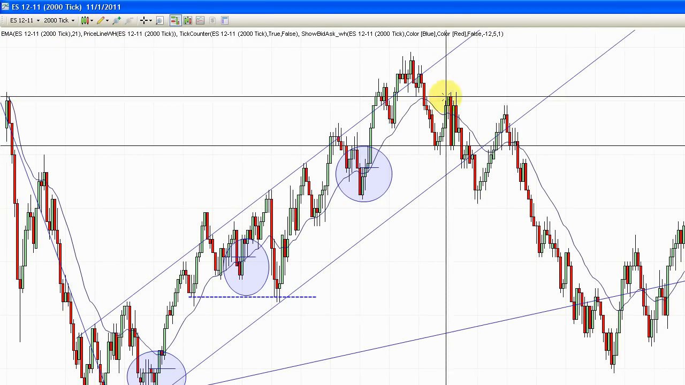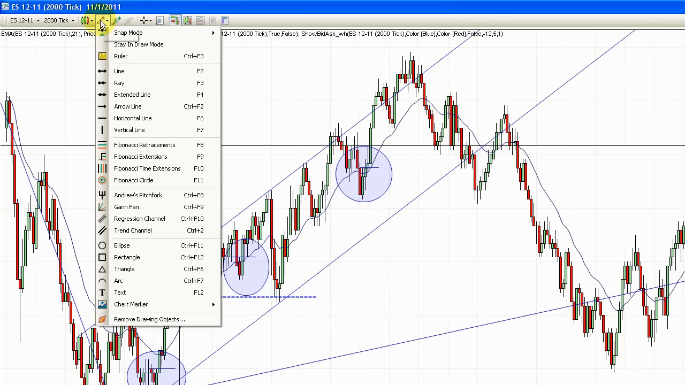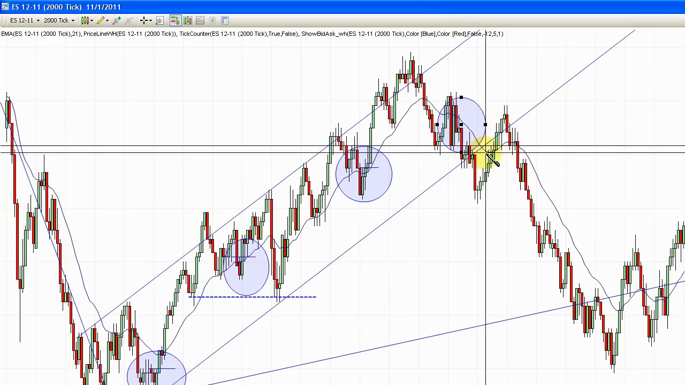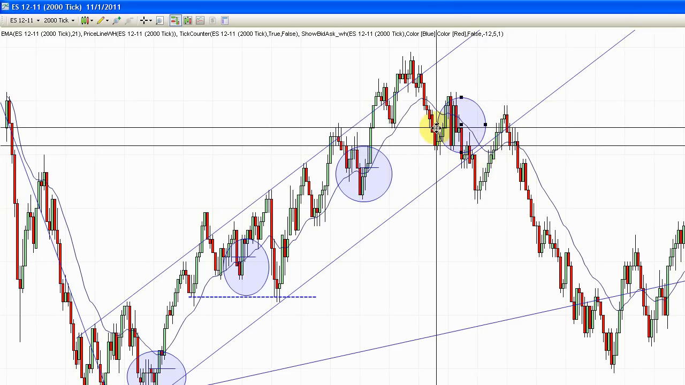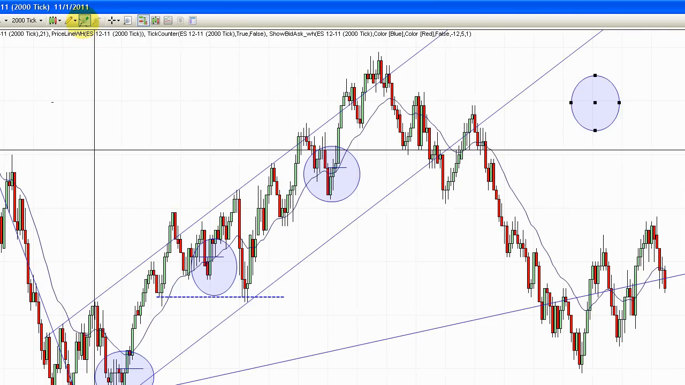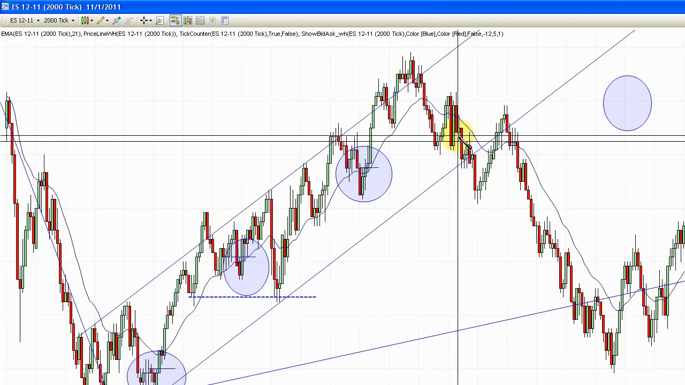Let me show you this setup. Another 2-legged pullback right in here. Make this a little bigger. Let's just get this out of the way for now. Your second entry would have been right there, and look what we got.